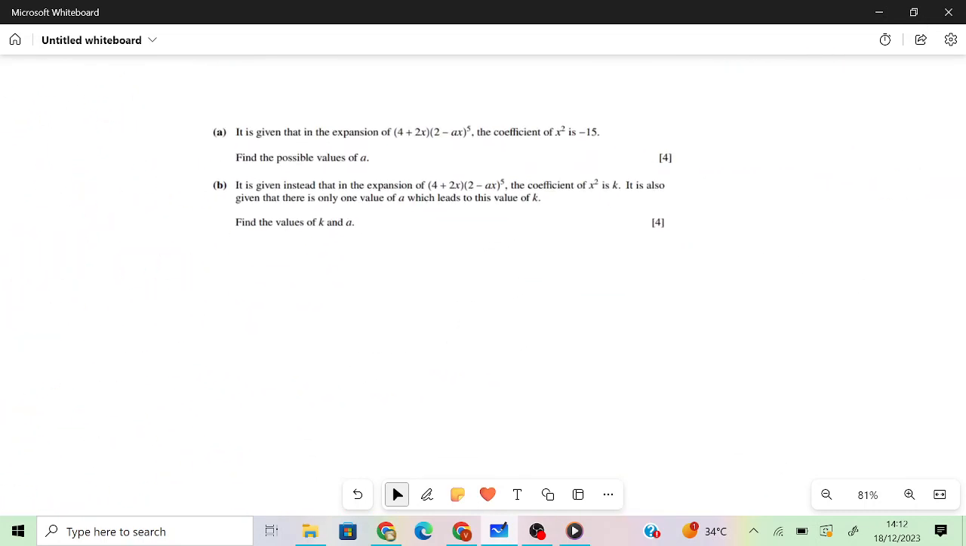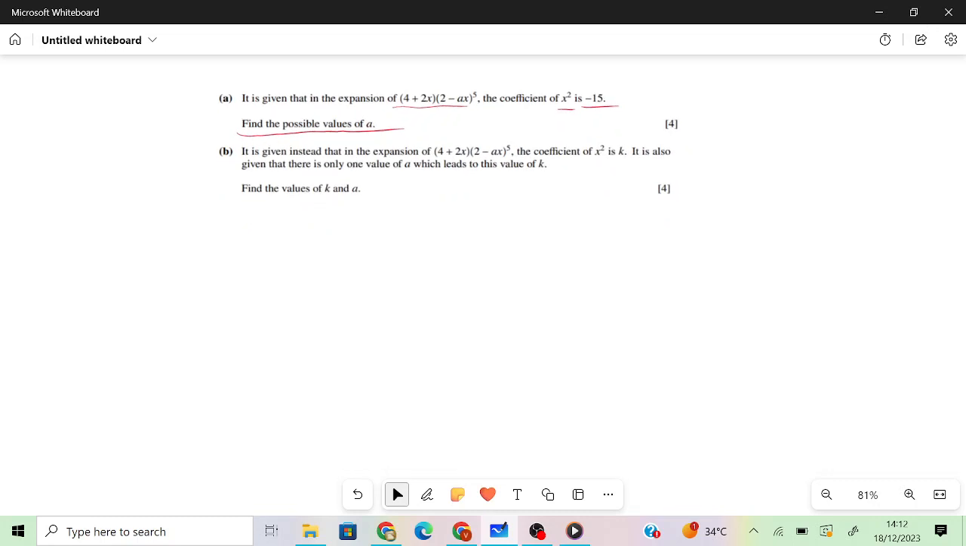Right, on to the next example. So this one says that it is given that in the expansion of this, the coefficient of x squared is -15. Find the possible values of a. Okay, it's of course the full mark, so there's a bit of working required. We have (4 + 2x) being multiplied by (2 − ax) all raised to the power 5, and it tells me that the coefficient of x squared is -15.